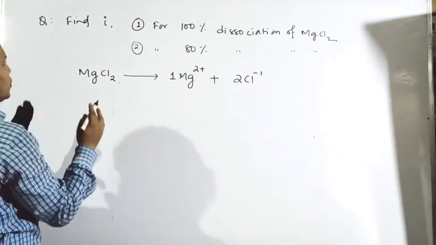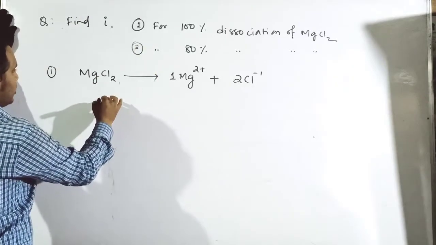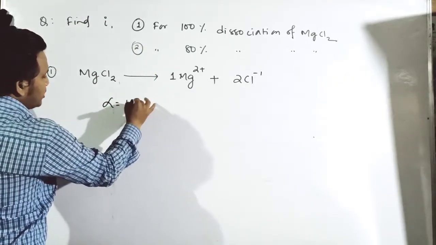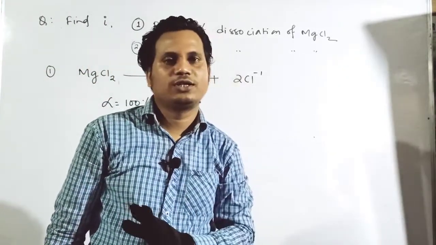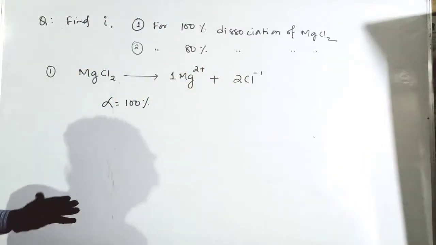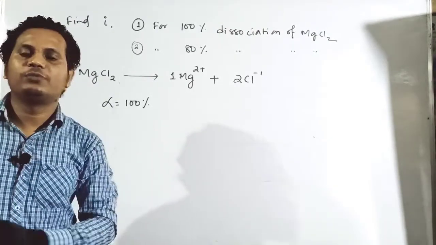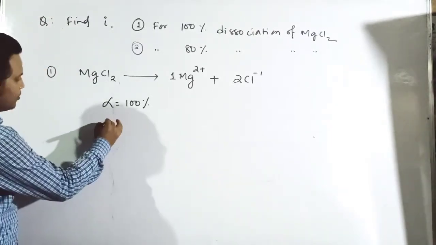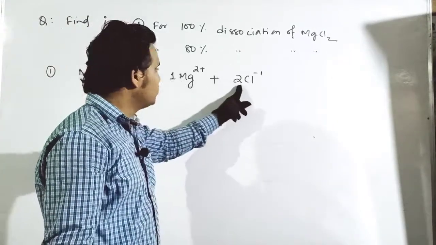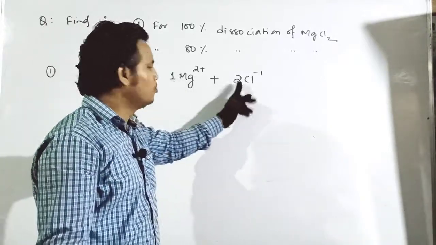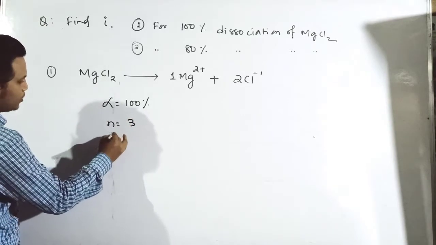Okay. So first question we are taking, it is 100% dissociated. So 100% means alpha will be 100%. Why? Alpha is the degree of dissociation, means 100% dissociated. So the value of alpha will be 100%. What is the value of N? Total number of ions, how many produce? 1 plus 2. 1 plus 2 means total 3 ions are produced, and we have to calculate I.